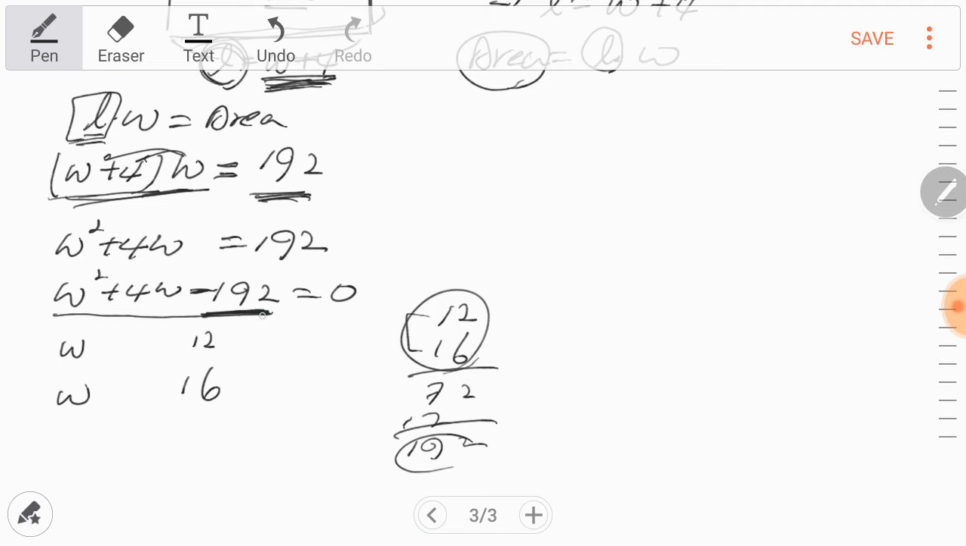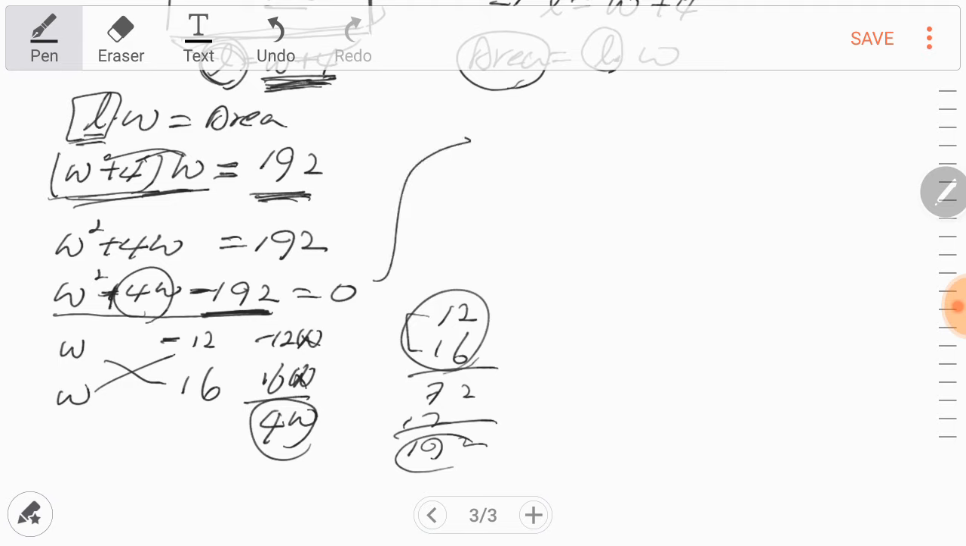In order to make it positive, the negative sign should go on the smaller number. So this is negative 12W, this is 16W, and the sum is 4W, which is the same as the middle term. So this can be written as (W minus 12)(W plus 16) is equal to 0.